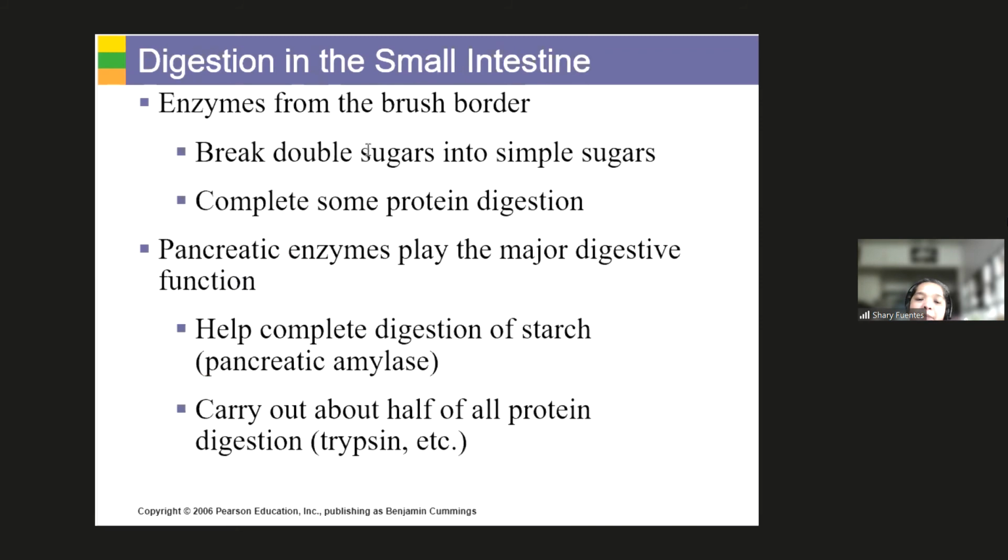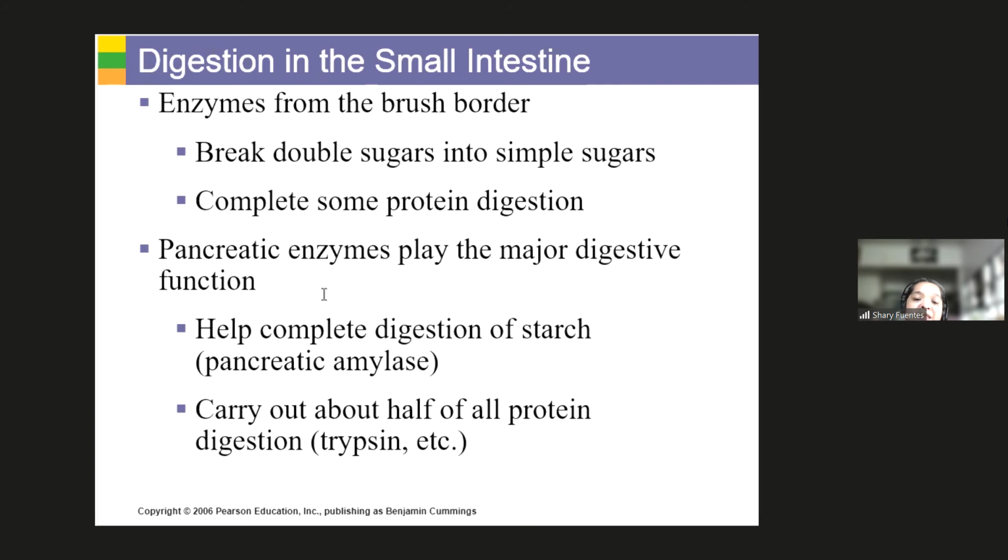So, how about digesting in the small intestine? The enzymes from the brush border break the double sugars into simple sugars. Ito na yung disaccharides, no? And then they also complete the protein digestion, so they already start the absorption process.